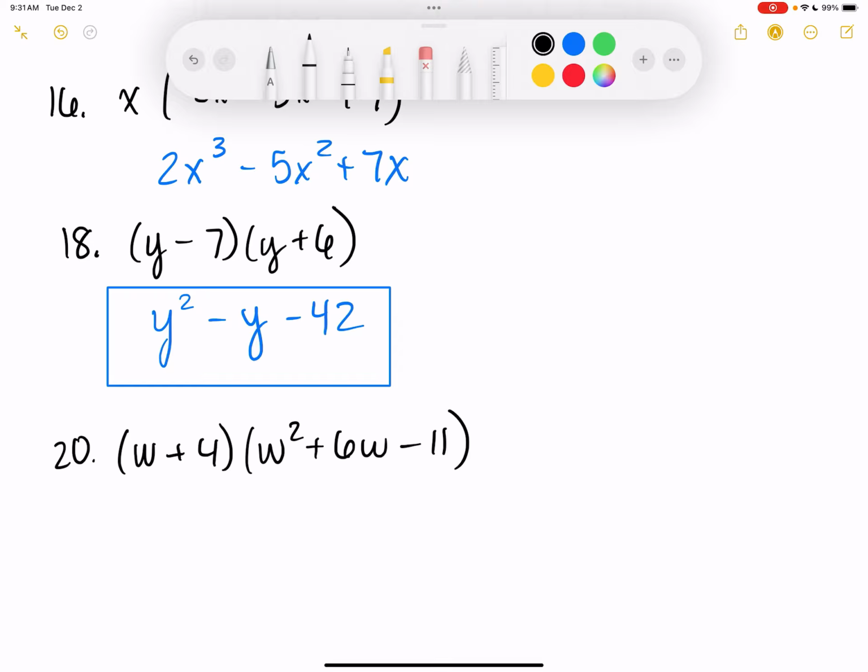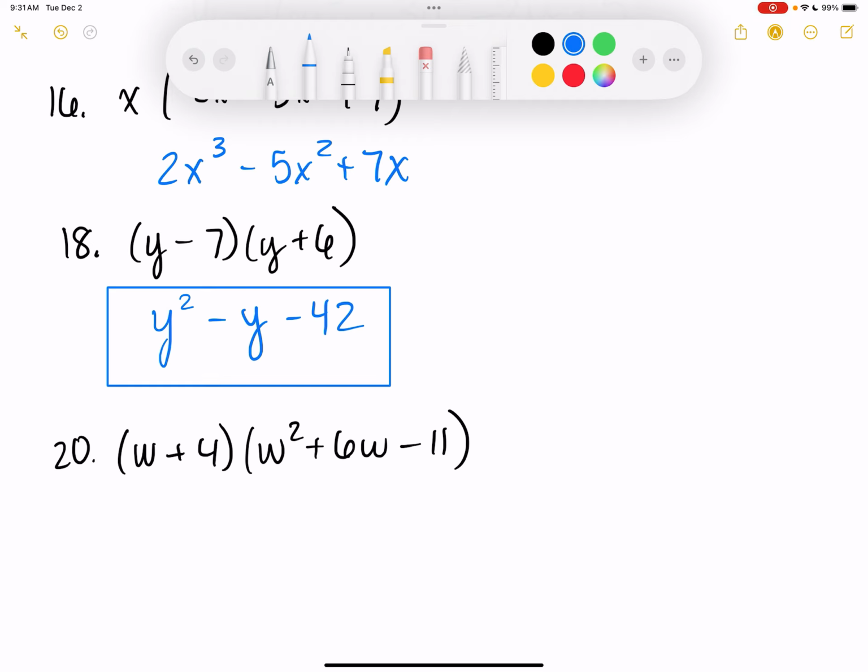So I like to call these superfoil because it's a little bit more than just the regular where we have 2 and 2. But essentially I'm distributing each piece. So w is being multiplied by each of these 3 things, and then 4 is being multiplied by each of these 3 things. So that's why you'll hear me often say superfoil. Just means distribute it to everything that's in there. And then I'll combine like terms and simplify it down into standard form in a minute.